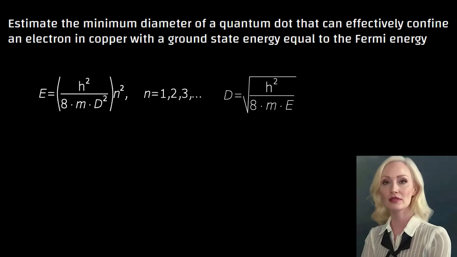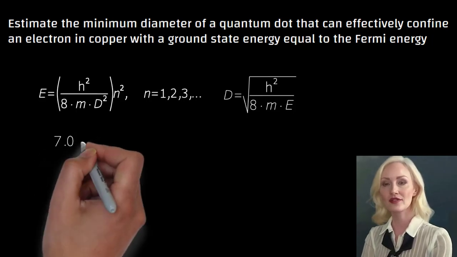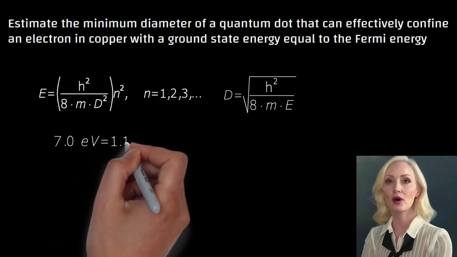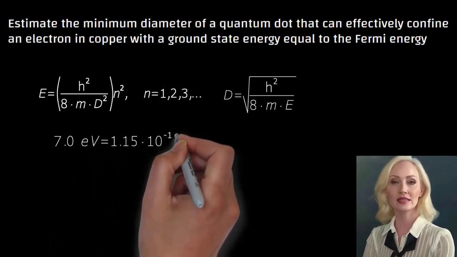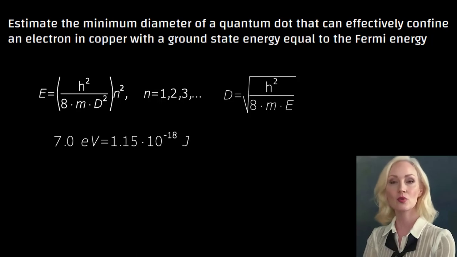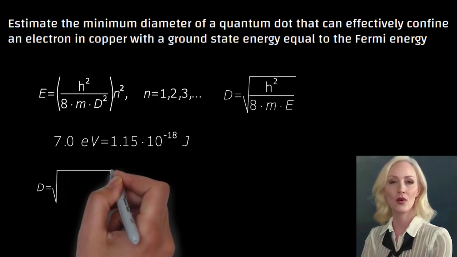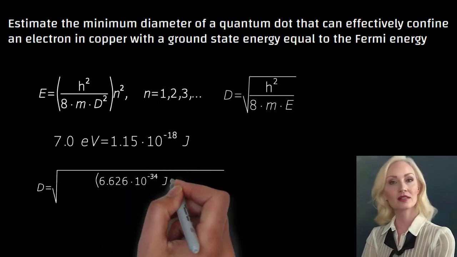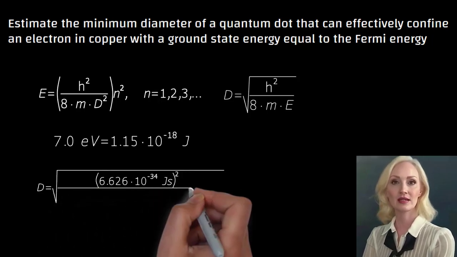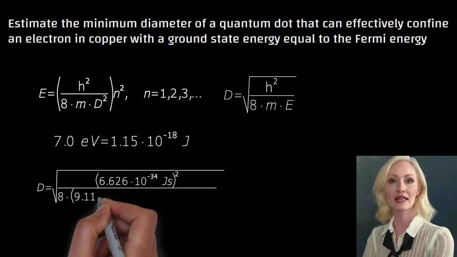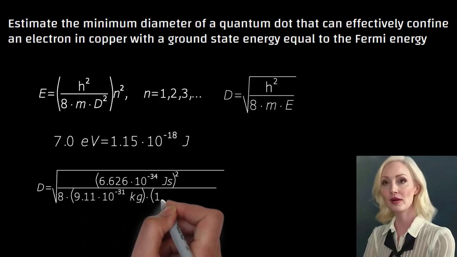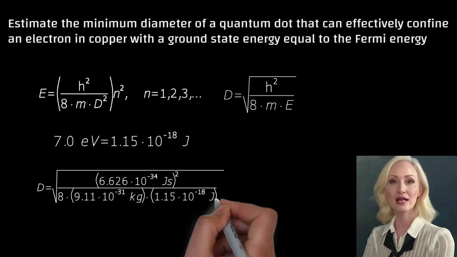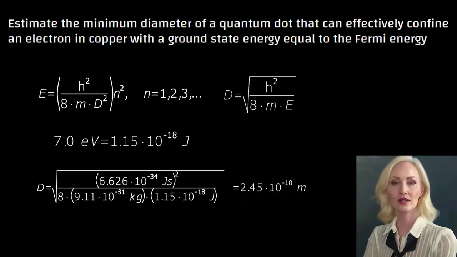Substituting the values for the ground state energy of the electron, which is 7 electron volts, or 1.15 × 10^-18 joules, we get d equals the square root of Planck's constant squared, or (6.626 × 10^-34 joule-seconds) squared, divided by 8 times the electron's mass, or 9.11 × 10^-31 kilograms, multiplied by the energy, or 1.15 × 10^-18 joules. This results in approximately 2.45 × 10^-10 meters.